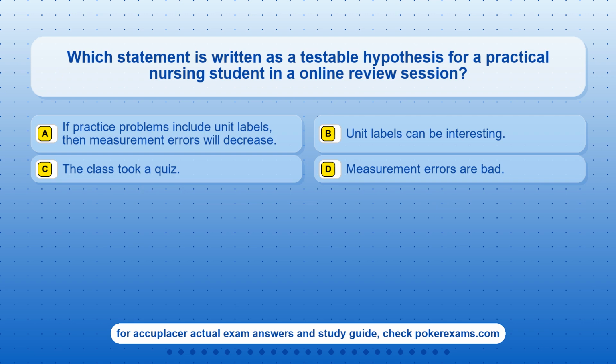Question 15. Which statement is written as a testable hypothesis for a practical nursing student in an online review session? Option A. If practice problems include unit labels, then measurement errors will decrease. Option B. Unit labels can be interesting. Option C. The class took a quiz. Option D. Measurement errors are bad.